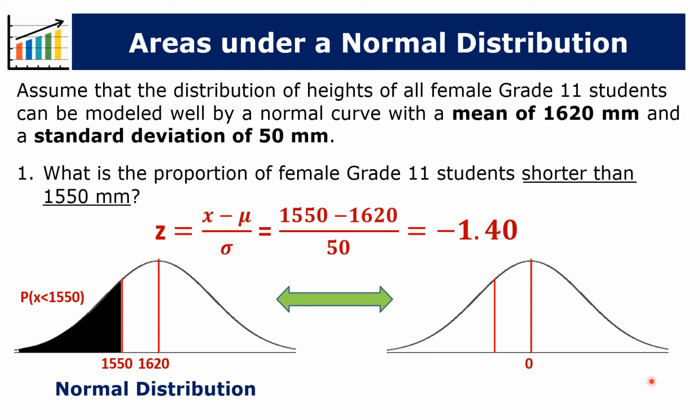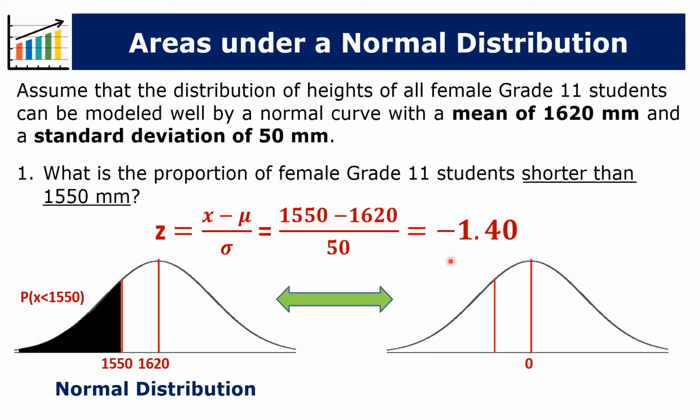Of course, we are going to use the formula. So z is equal to the value minus the mean over the standard deviation. So in this case, we have 1550, that's the given value in question number 1, minus the mean, which is 1620, divided by the standard deviation, which is 50. So when you compute that, the z-score that you will get is negative 1.40.